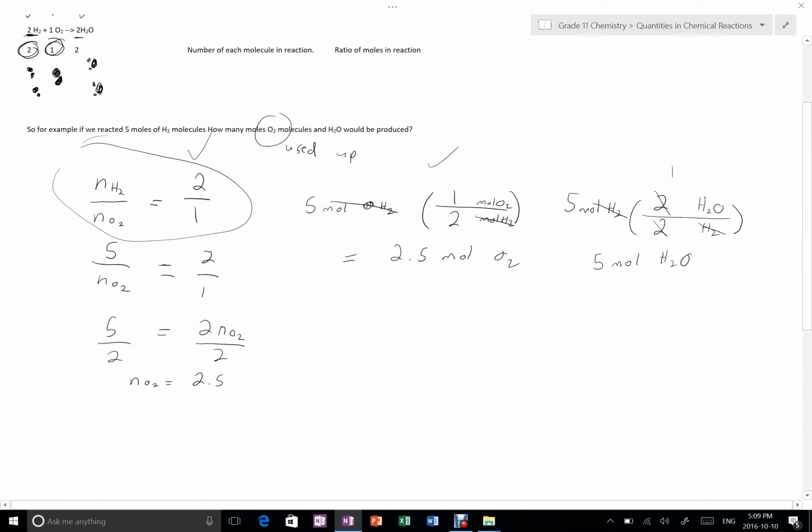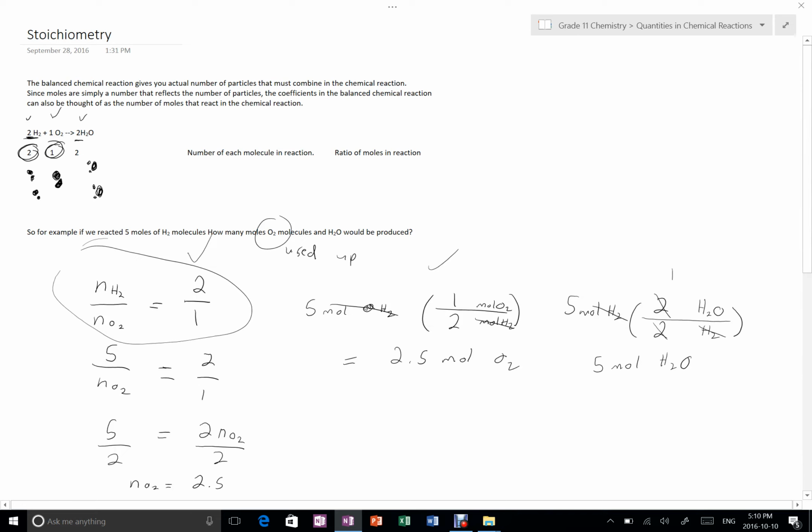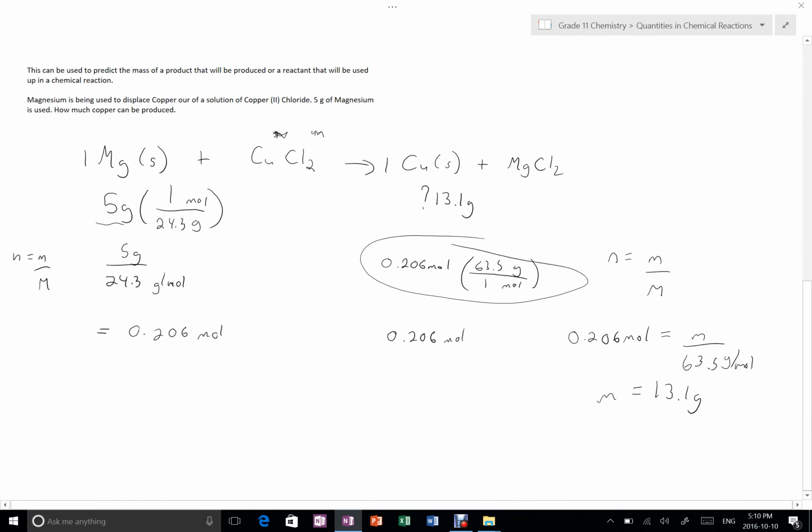So stoichiometry is when we use balanced chemical equations to determine the ratio between moles or particles of substances in the chemical reaction. So we can use that, if given moles, to determine the number of moles of other things that will either be used up in the reaction or produced. Or if given the mass, we can go from mass to moles and then use the ratio to predict the amount of a product that would be produced in that given chemical reaction.